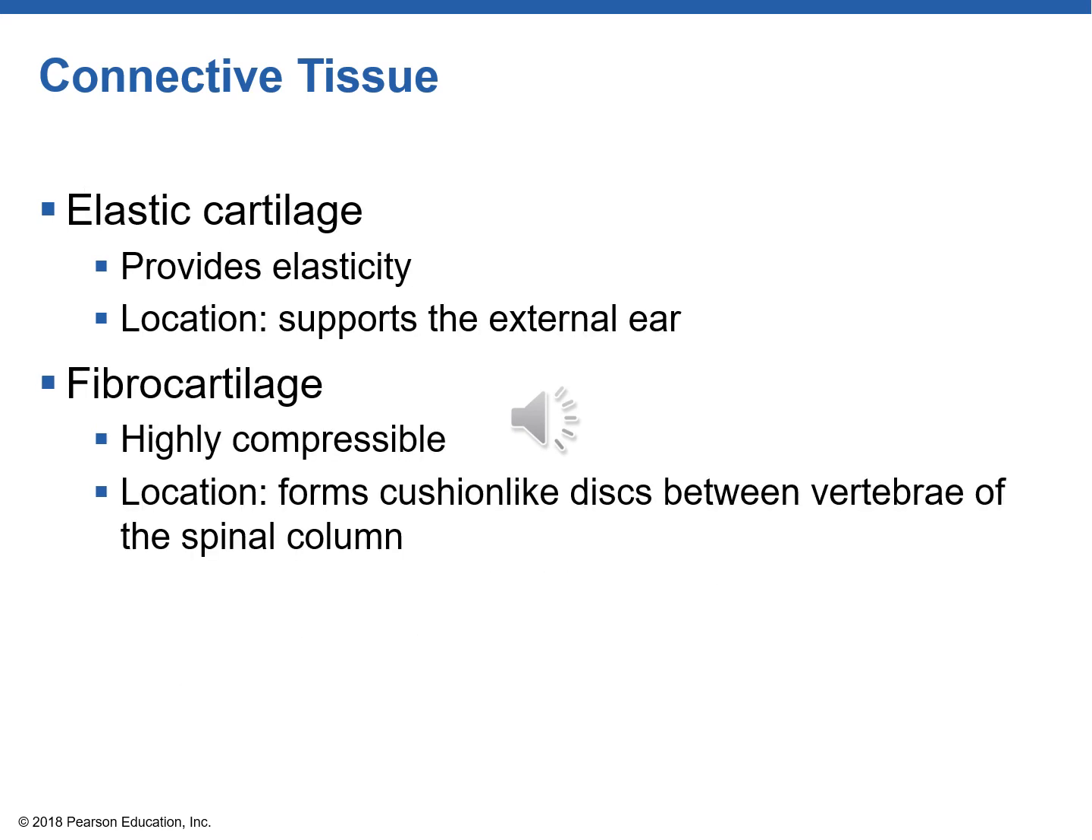Elastic cartilage is pretty flimsy. It's in our ears. Fibrocartilage is very important. It makes up most of the intervertebral discs. These discs are the cartilage between our vertebrae.